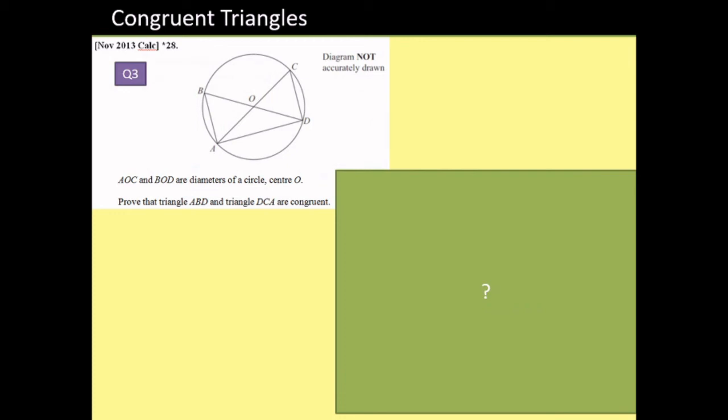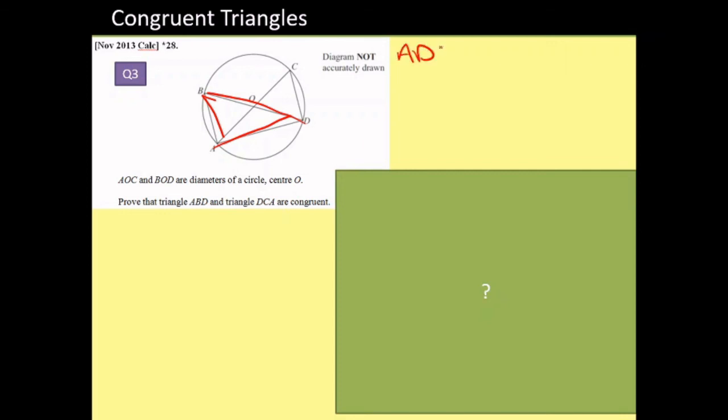Right, last one I'm going to do with you, because I've done quite a few examples. Right, AOC and BOD are diameters of the circle, so they're definitely the same length. And if O is the centre, we know that BO, OC, OD and OA are all radii. Prove that ABD and ACD are congruent. I'm actually going to draw this in. So I'm going to see if anything's the same.